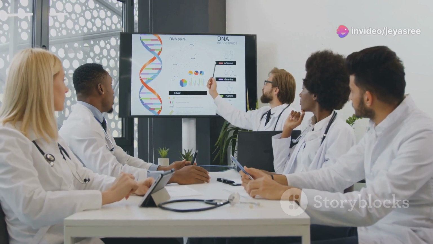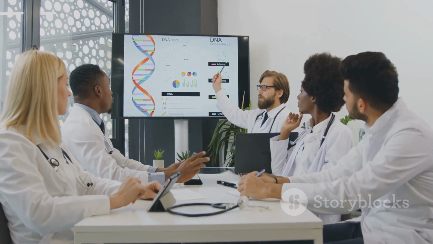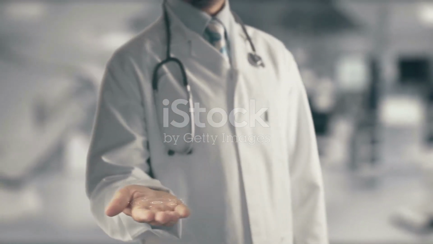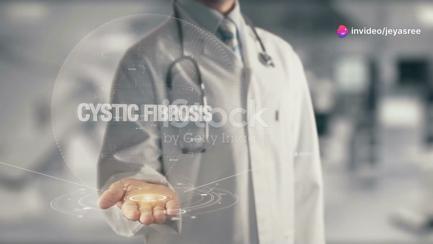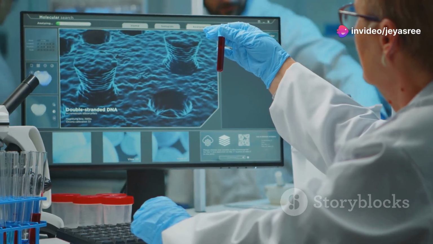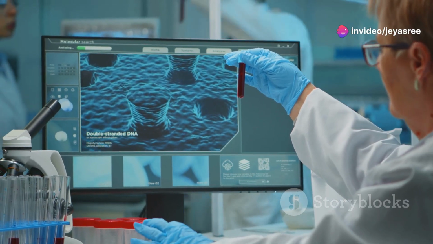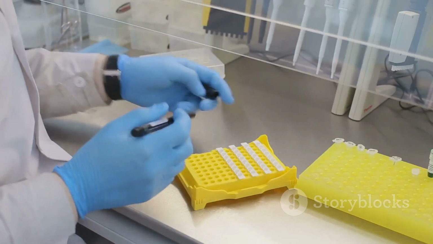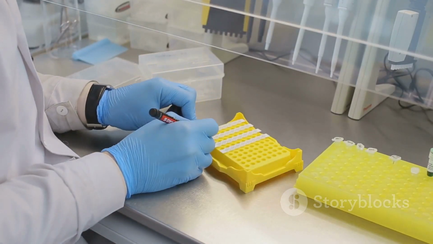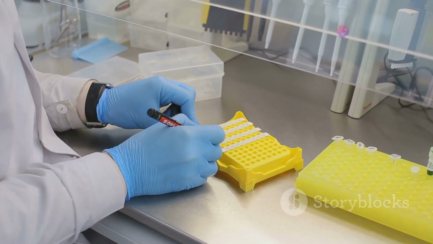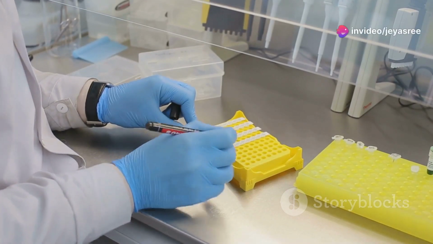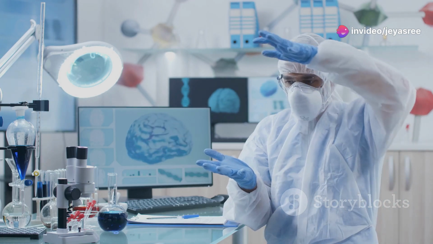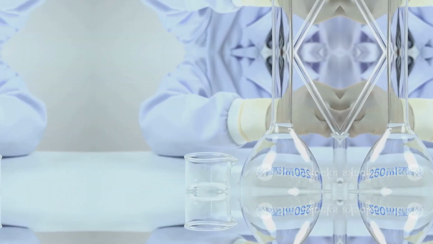Genetics doesn't just determine our physical traits, it plays a huge role in our health. Some diseases, like cystic fibrosis or sickle cell anemia, are caused by mutations in a single gene. Others, like heart disease or cancer, involve a complex interaction between multiple genes and environmental factors. Thanks to advances in genetic research, we can now use genetic testing to identify risks for certain diseases, develop targeted treatments, and even understand the role of genes in conditions like Alzheimer's and Parkinson's disease.